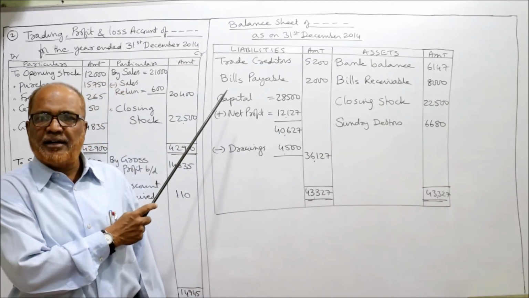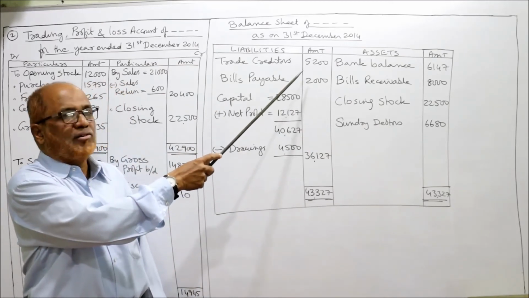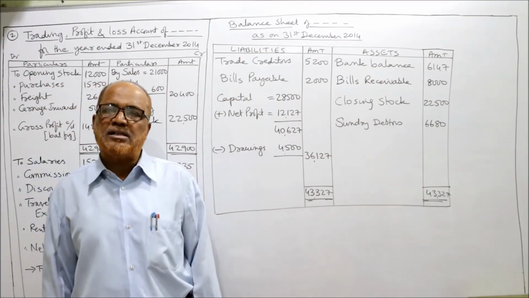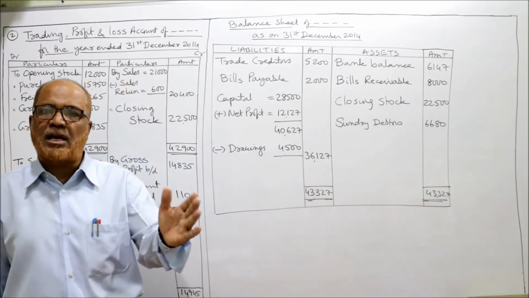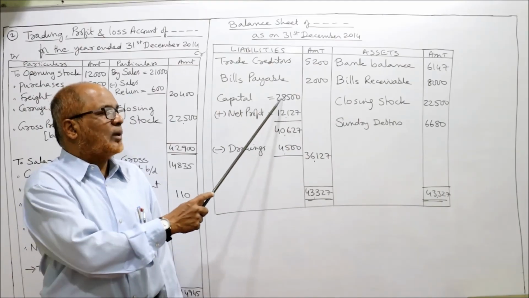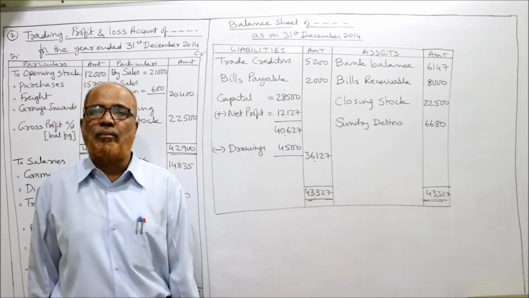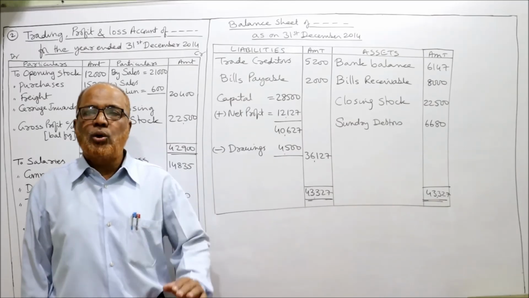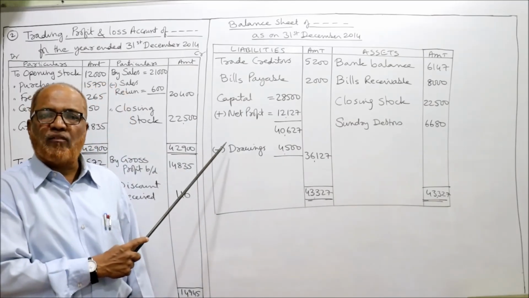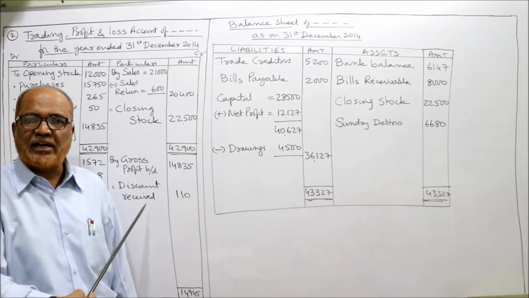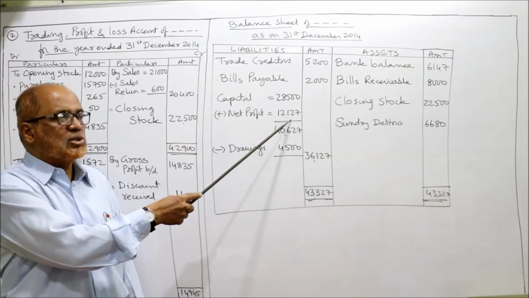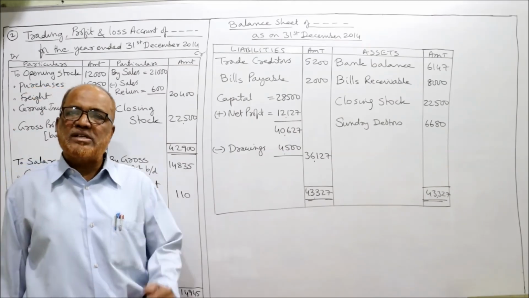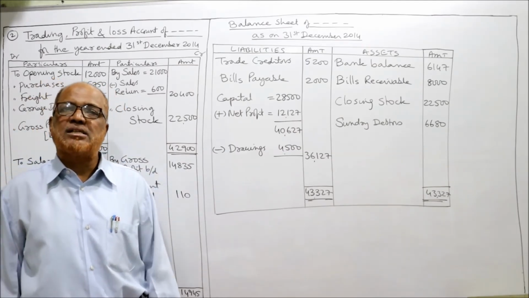So sundry creditors, 5,200, trade creditors. Then bills payable, 2,000. Only two liabilities are given, trade creditors and bills payable. Then capital, 28,500 given in the problem. The opening capital is 28,500. To this we add net profit. Just now we got in profit and loss account. Net profit 12,127. Add up, you'll get 40,627. From this we subtract the drawings.